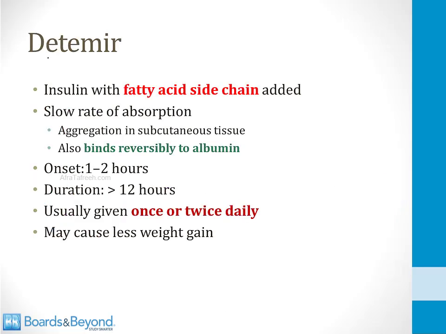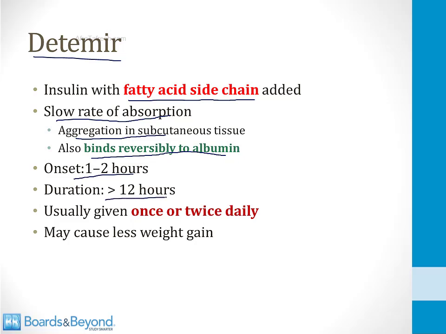The final type of insulin is called detemir. This is insulin with a fatty acid side chain added onto it, which slows the rate of absorption. It will aggregate in the subcutaneous tissue and be absorbed slowly. In addition, detemir binds reversibly to albumin, so this also gives it a longer duration of action. The onset is in about 1 to 2 hours. The duration is greater than 12 hours. It's usually given once or twice daily. Its claim to fame is that it is believed to cause less weight gain, so it's often marketed as a long-acting insulin that will cause less weight gain than glargine.